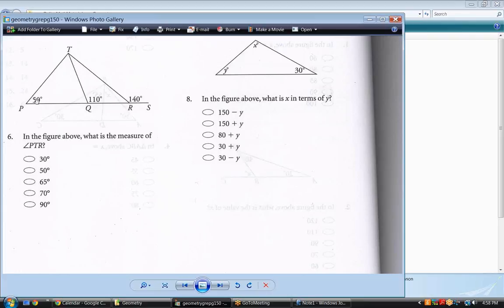So they ask about PTR. Yeah, that'd be 90. So that would be 30, and we would know that since that's 40, and this would have to be 90 and some, so we'd get there. But we don't need that one right there.